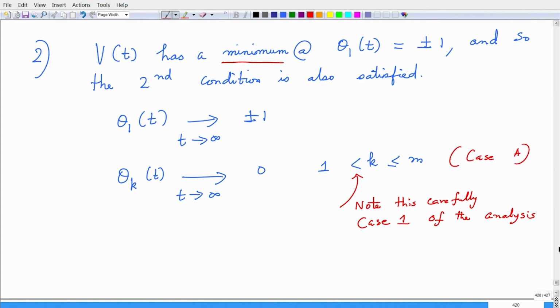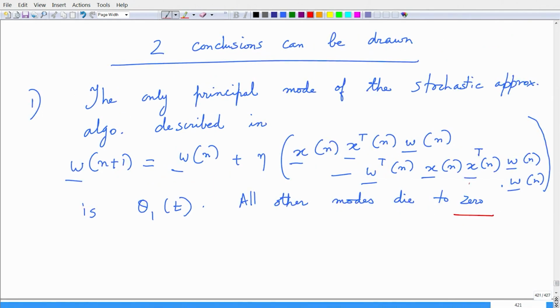Okay. So, this is a useful thing for us, because we say that the first component remains, and then this theta 1 of t can go to plus 1 or minus 1, right. And what it really means is the maximum Hebbian based maximum eigen filter extracts the first principal component.